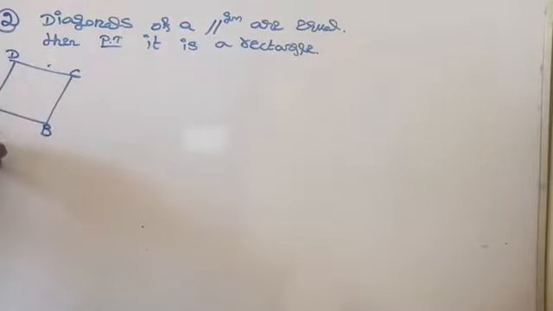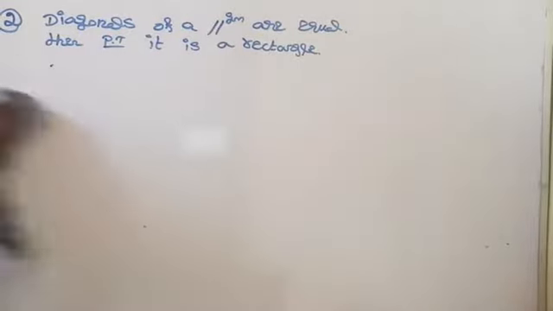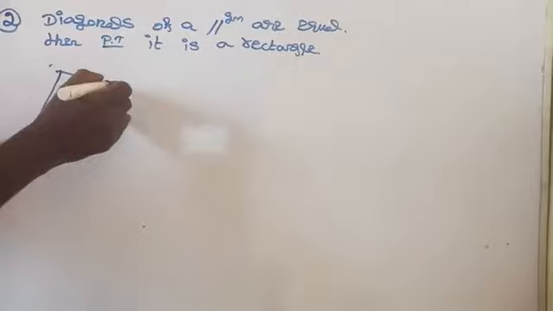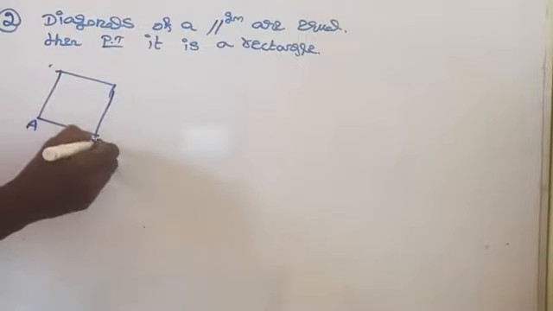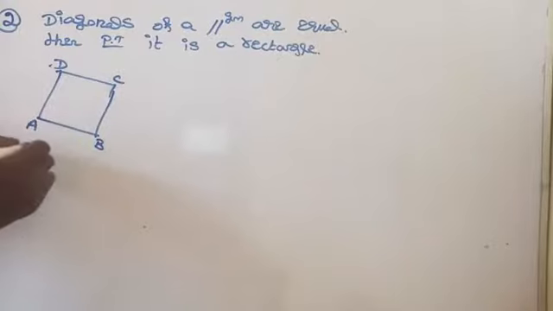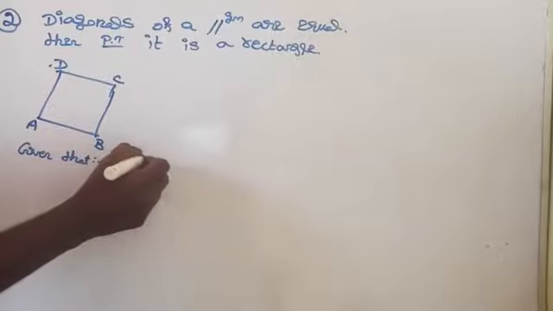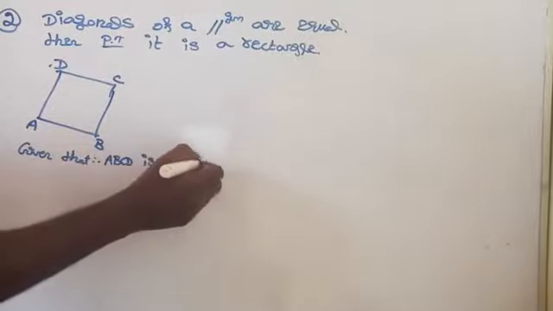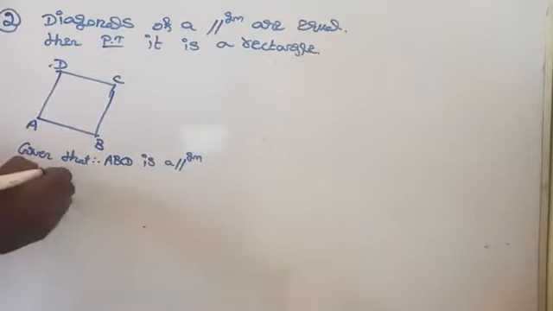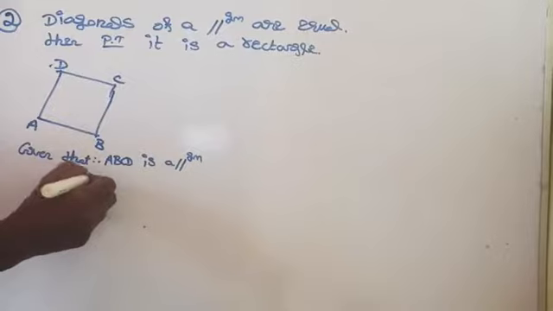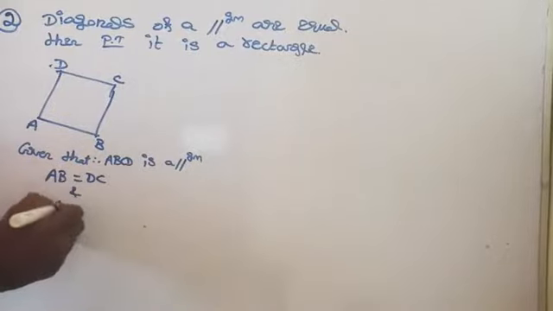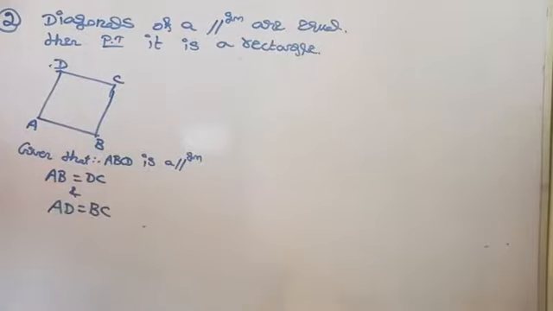Given ABCD is a parallelogram. So what you can say is that AB is parallel to DC and AB equal to DC and AD equal to BC. Am I right? Yes. Now what are we trying to prove?